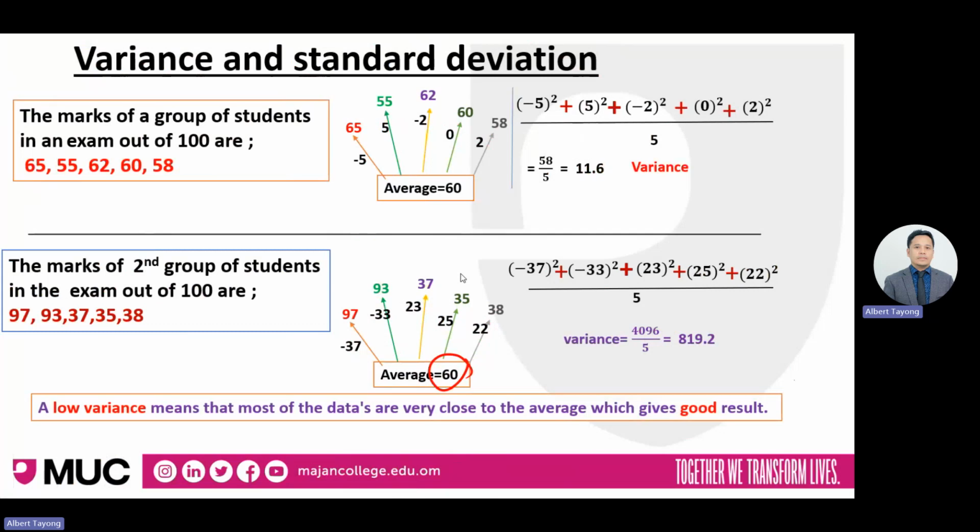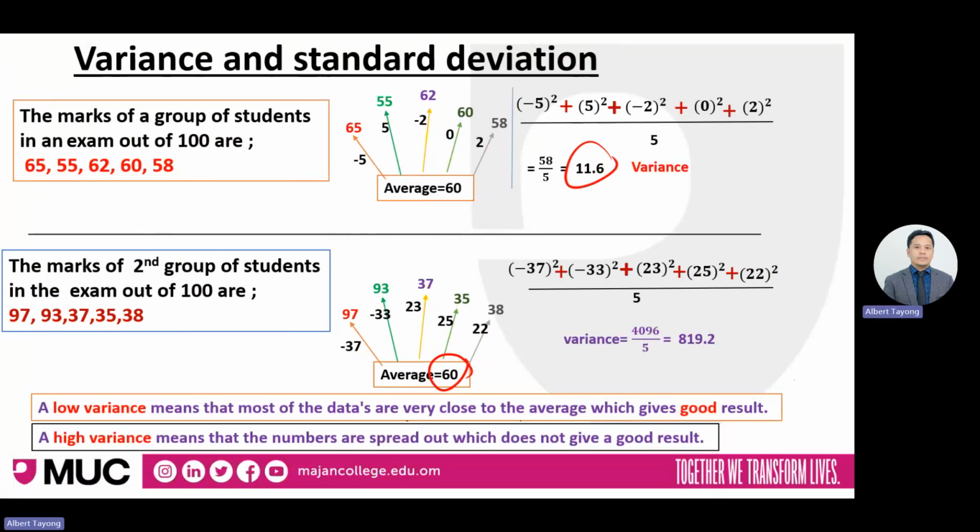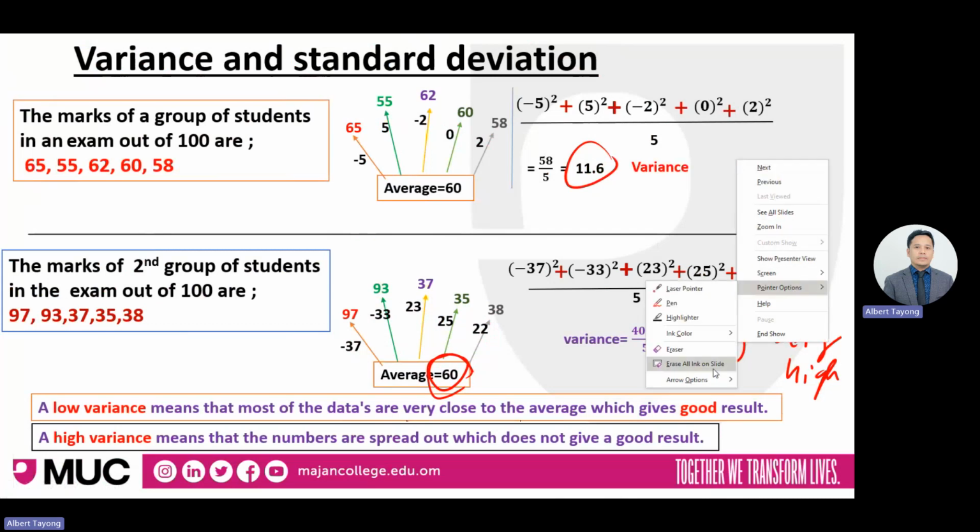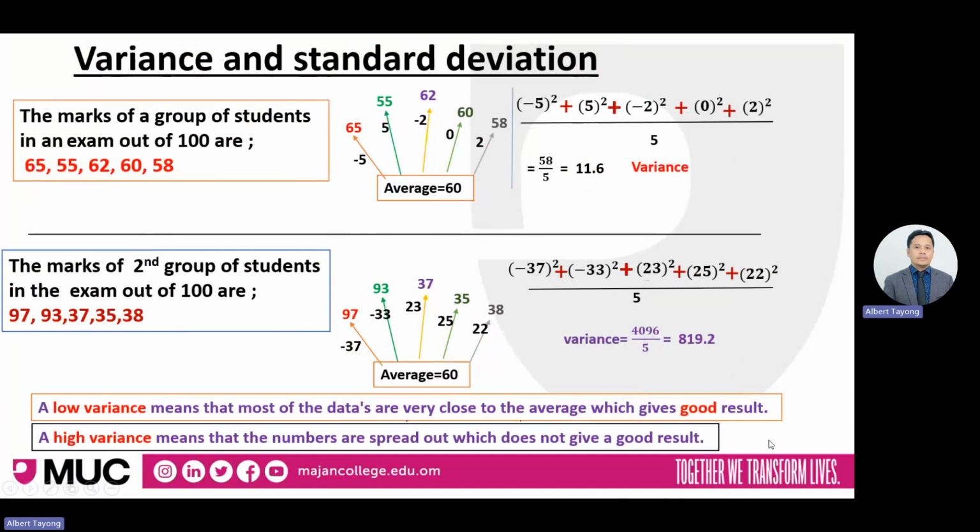Okay, so a low variance means that most of the data values are very close to the average, which gives a good result like here. A high variance means that the numbers are spread out, which does not give a good result, as you can see here, very high. Okay, so this tells us that the numbers are mostly away from the mean, away from the average. Okay, so this is the manual method of finding the variance.